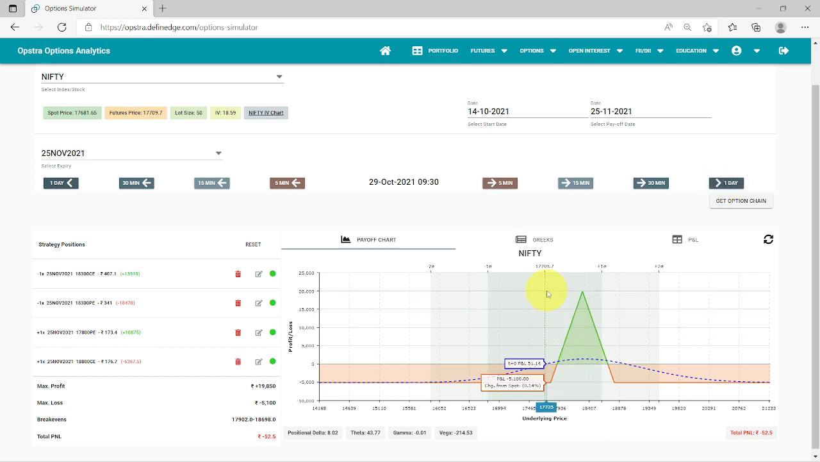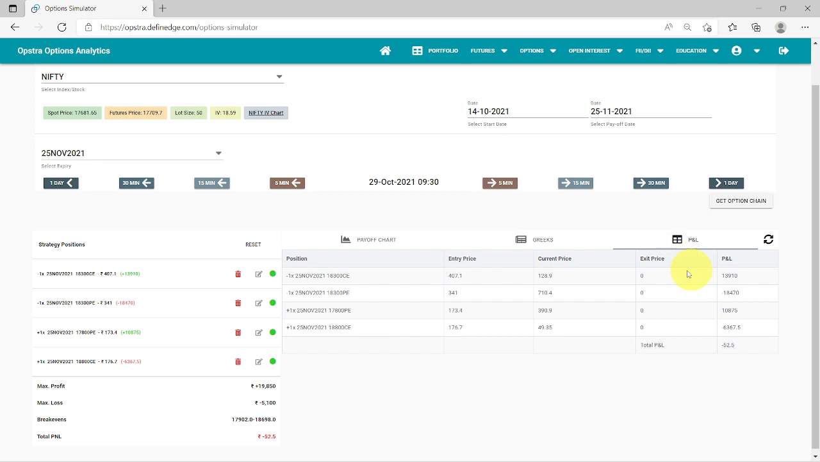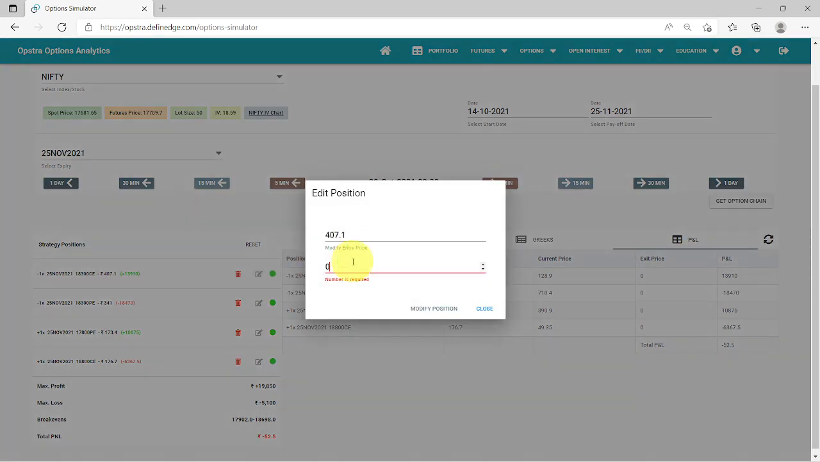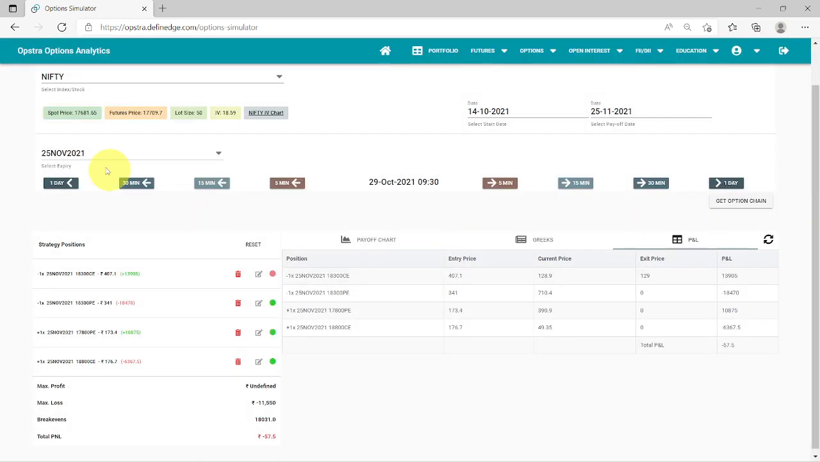Okay, we are breaching on the downside now, so it's time for us to do the adjustment. Our profitable leg is the call in this case, which is trading around 129. We are booking at 129. We are opening the 17,700 call option.